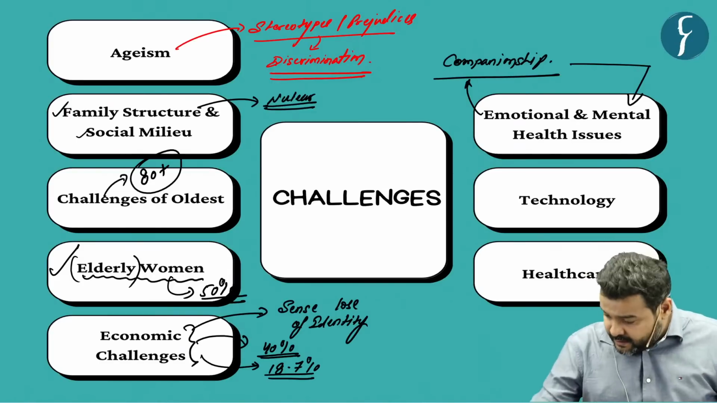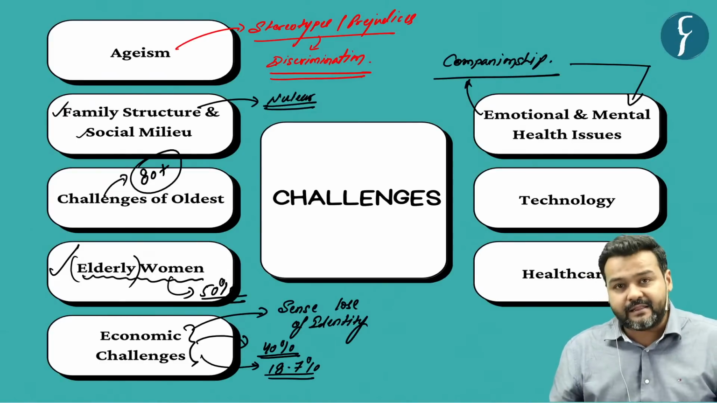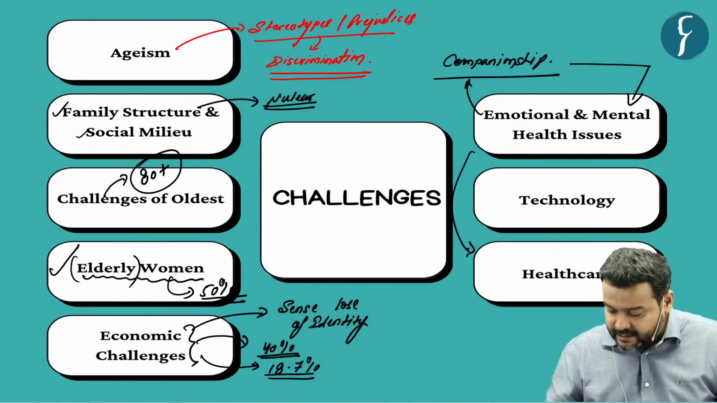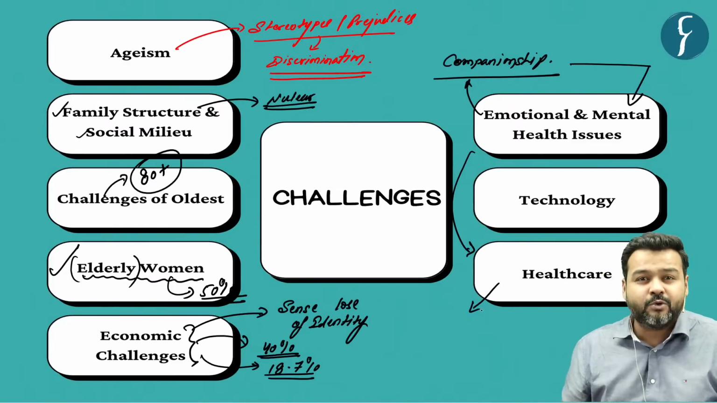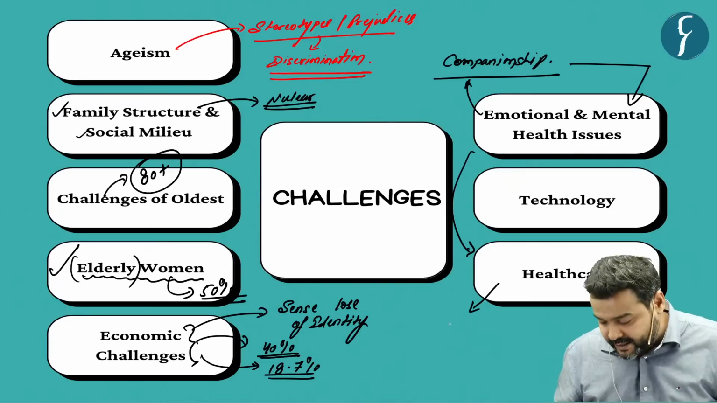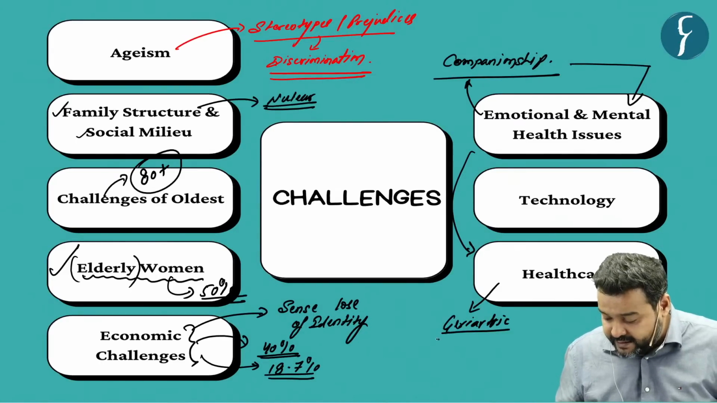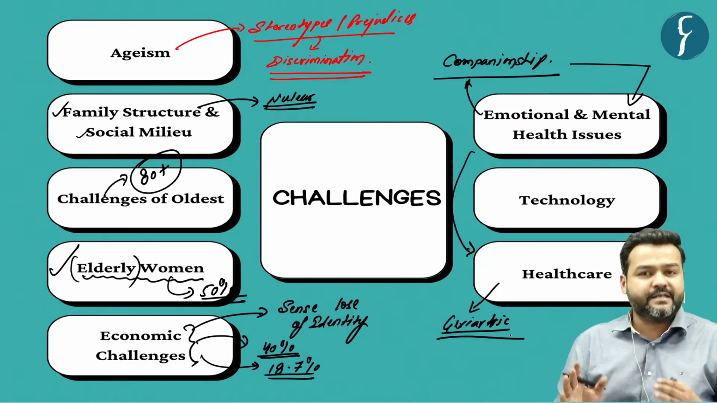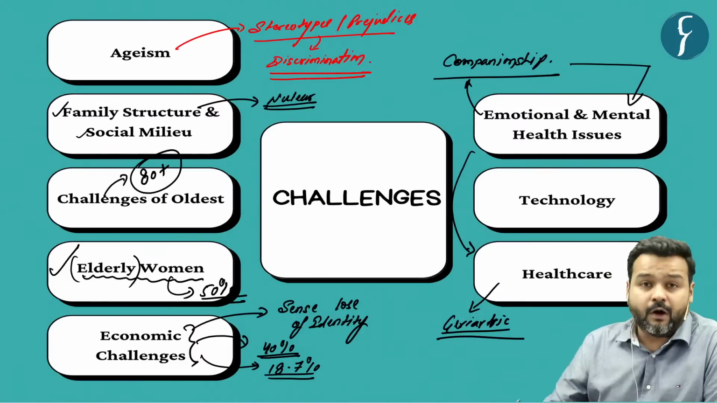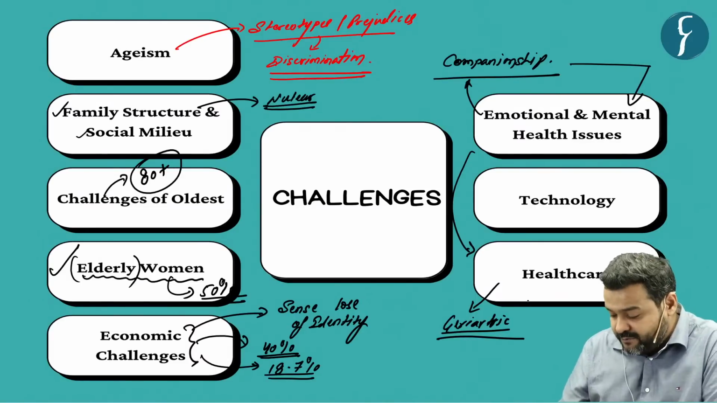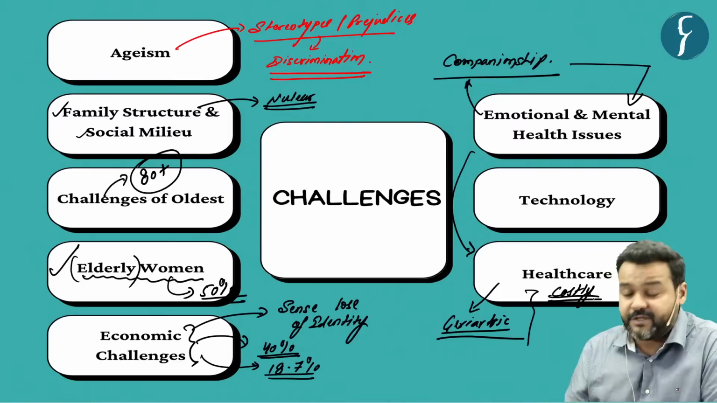Next comes, we are talking about mental health and emotional health. Let's talk about the healthcare. Now, there is an acute shortage of dedicated geriatric healthcare. There are no specialized institutions, or there are very few of them. So whatever is there, it is way too costly to cater to the entire population.